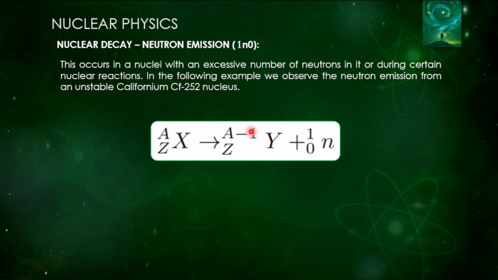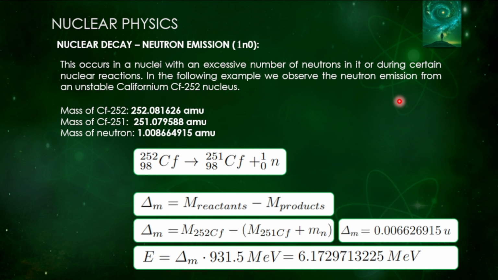It only changes the mass number, rendering the new product a new isotope of the same element. For instance, you have this reaction: californium Cf-252 (atomic number 98) decays into a lighter isotope, Cf-251, while releasing one neutron. We can also measure the mass deficit, and after that the energy value. You can do that if you will.